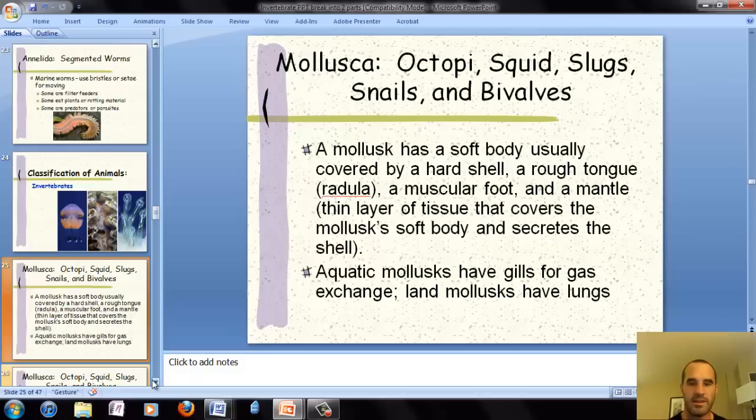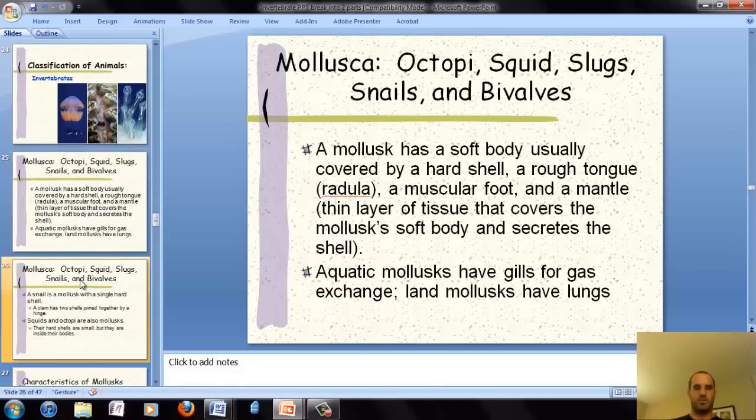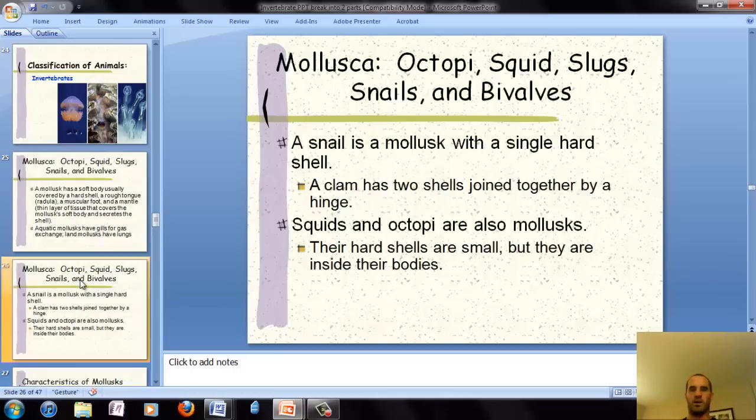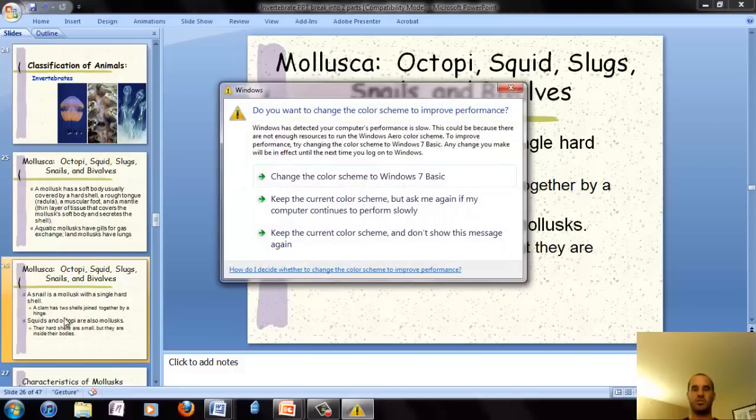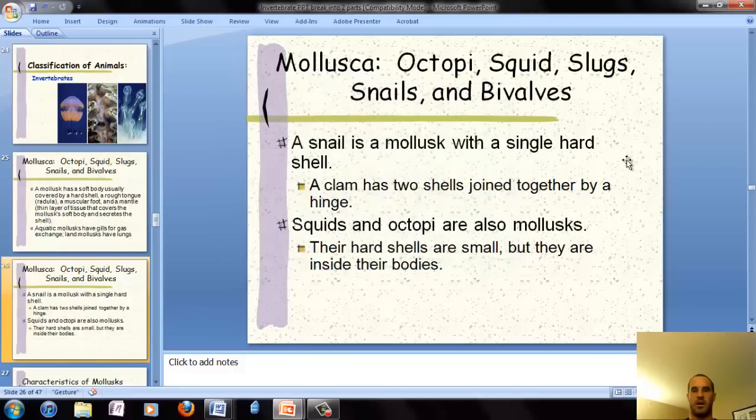So there's a pretty big variety, and the examples we're going to give for each group are really going to be very familiar for you. So let's go to, a snail is a mollusk with a single hard shell, and then a clam has two shells joined together by a hinge. Squid and octopi are also mollusks. Their hard shells are small and they're inside the body. So for squid and octopus, even though it's the same phylum, their shell is inside.